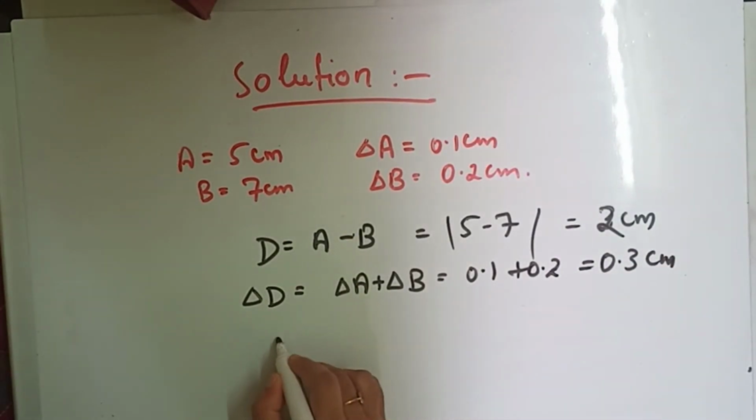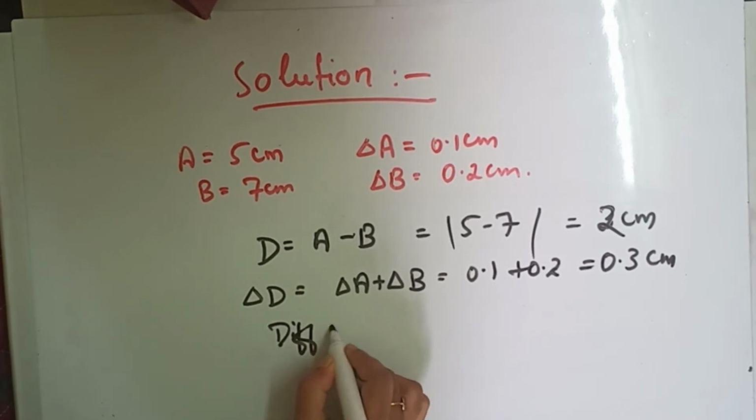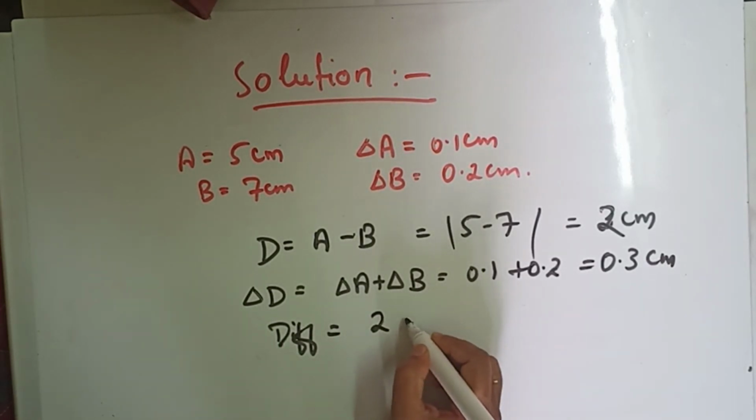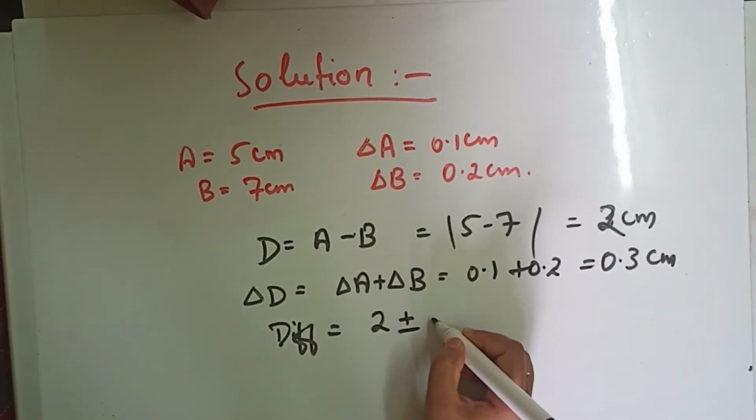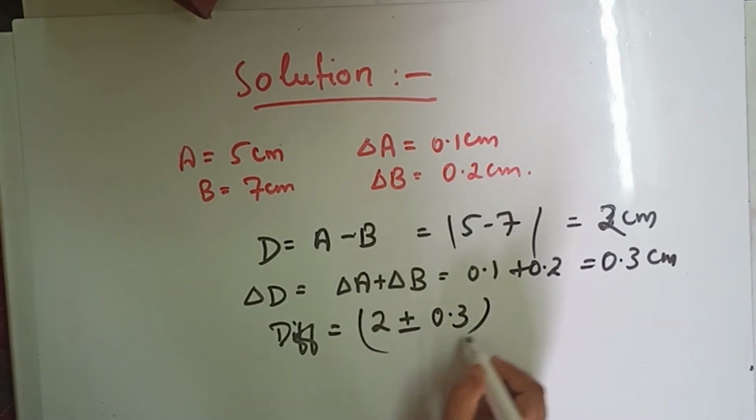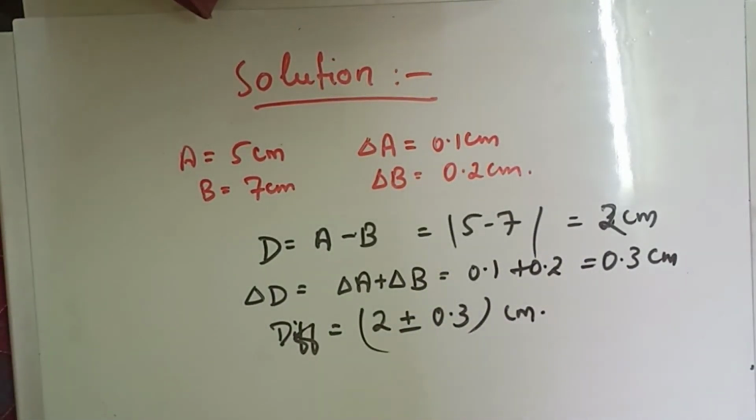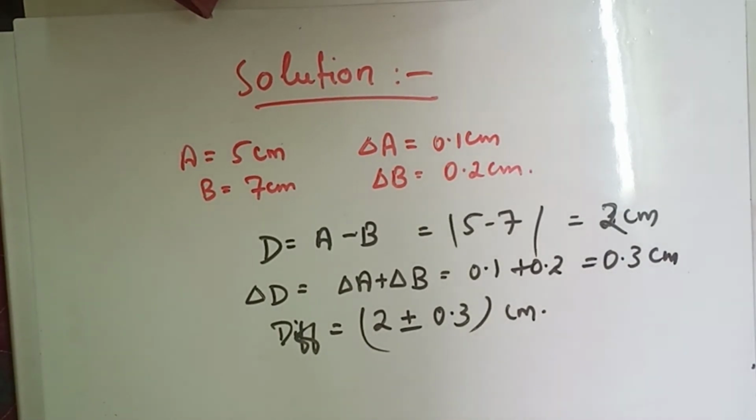So the actual value of difference we can write as difference equal to 2 plus minus 0.3 centimeter, means it can range from 2 minus 0.3 to 2 plus 0.3. Anywhere in between this the value can lie. So I hope you have understood the first rule, isn't it? Combination of error and sum or difference.